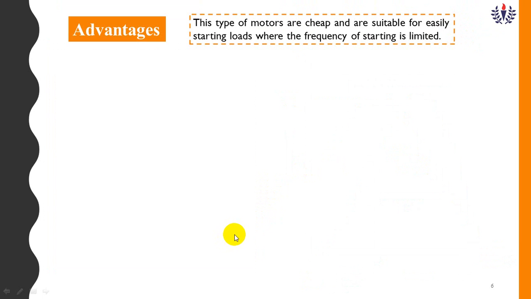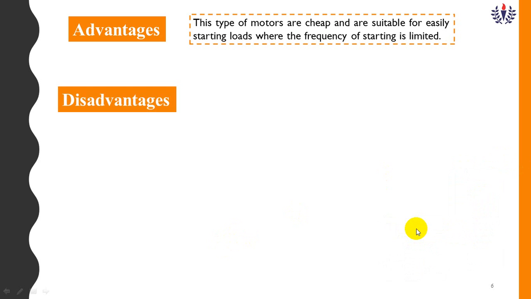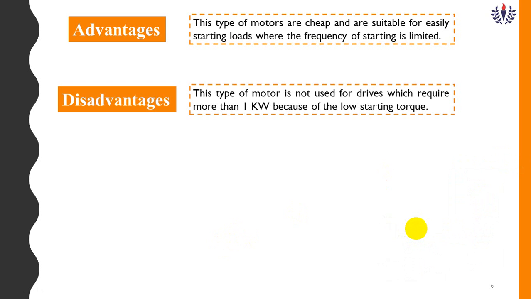Advantages: this type of motor is very cheap and is suitable for easily starting loads where the frequency of starting is limited. Disadvantages: this type of motor is not used for drives which require more than 1 kilowatt, because we are getting very low starting torque. Because of this low starting torque, you can't operate more than a 1 kilowatt machine. That's a disadvantage, but it is very cheap.